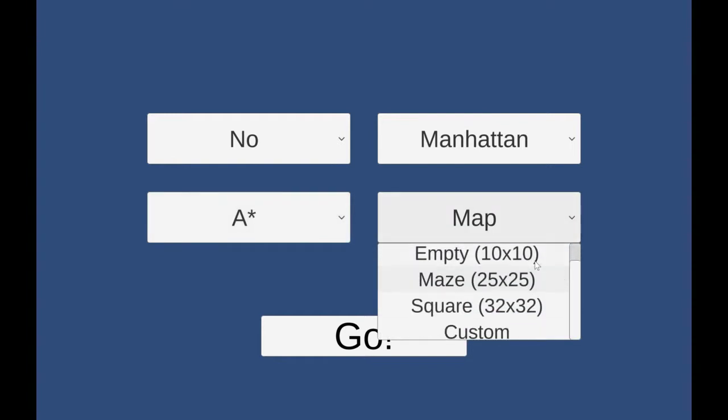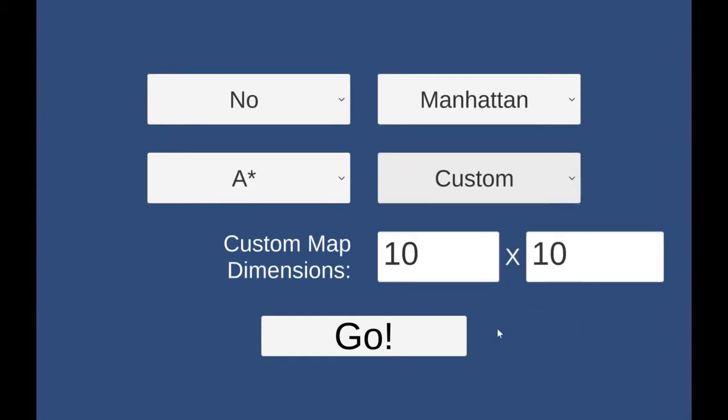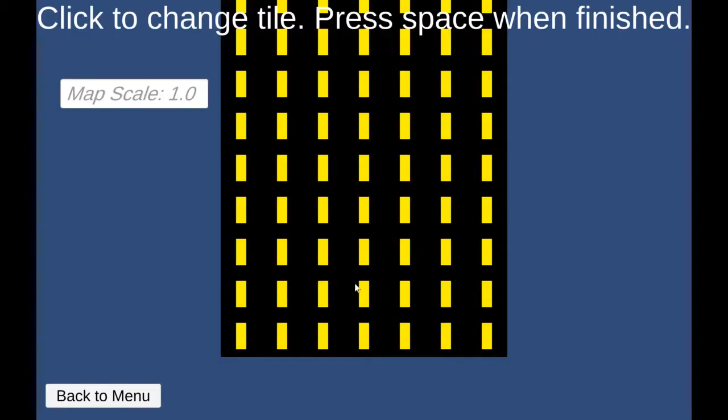We have 3 maps. We have an empty 10 by 10 map, a maze that is 25 by 25, and a square that's 32 by 32, and we can do custom. I'm going to do custom, and you can see that we can select dimensions, let's say 7 by 9. They don't have to be even, and then we hit go.